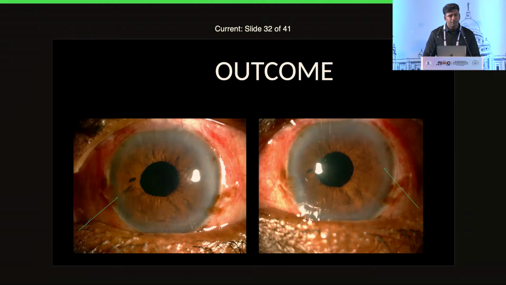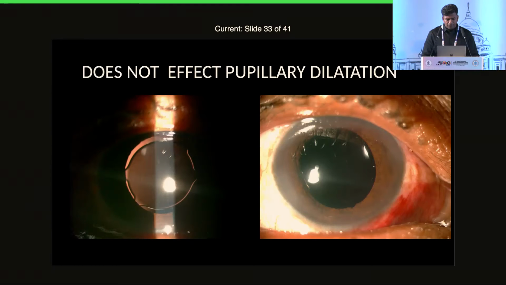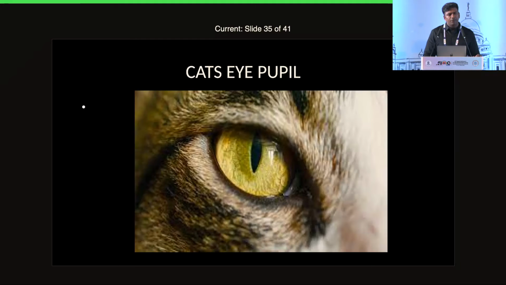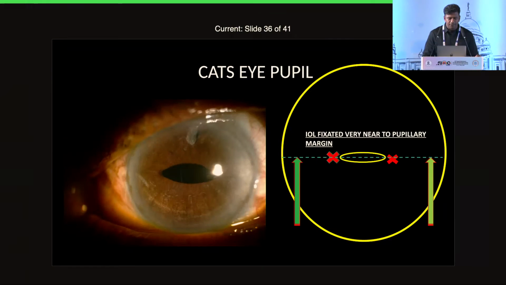Outcomes can be like this in most of the cases. You'll have proper dilatation also, but it does not happen in all the cases. If this technique is proper, it can happen. The other complications and difficulties are bleeding, sometimes IOL drop, DM detachment. In traumatic cataracts where you have traumatic mydriasis, where the pupil is not constricting and you cannot place the intraocular lens, this technique cannot be done. The other common thing is cat's eye pupil. On table you can see this happens when both the fixations are too close to the pupillary margin. When the iris tissue is too close, then probably you will have this complication.